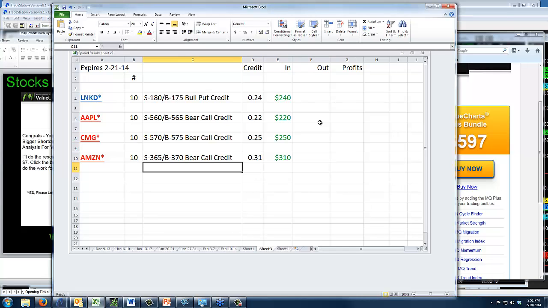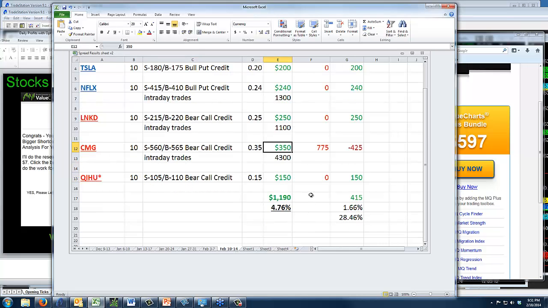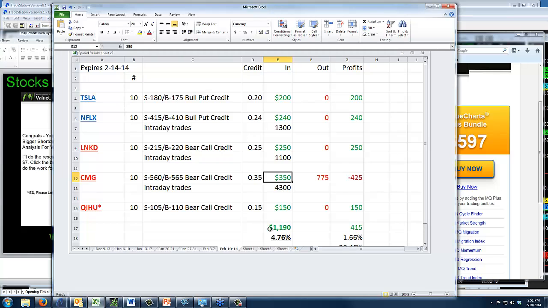Okay, so here's just one quick peek. This is what we did last week. Actually, most of the traders let these expire worthless. They made 4.76%. They made about $1,200 on this position. And we committed about $25,000 to this trade just based on what you see here, and that comes out to 4.76%.